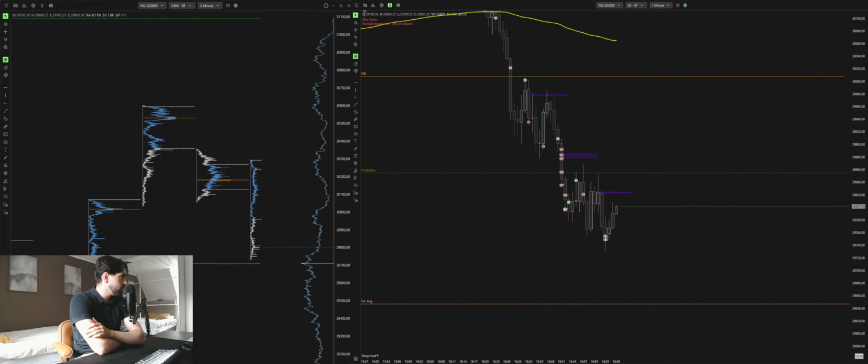I'm still interested in this level because of the value area low weekly profile. Okay. Today was controlled by emotions, not respected.